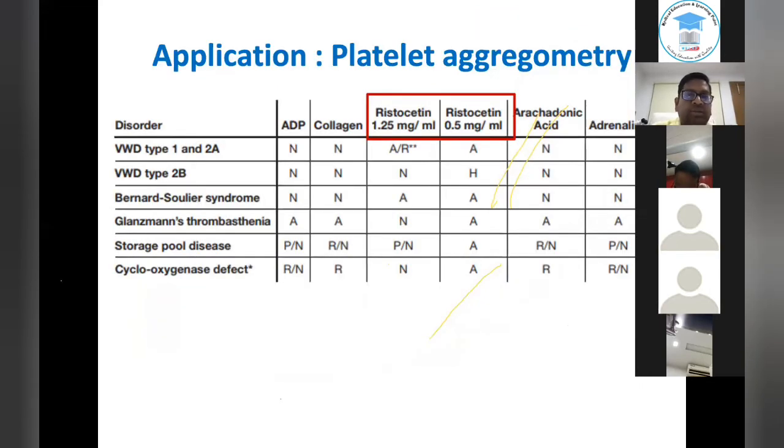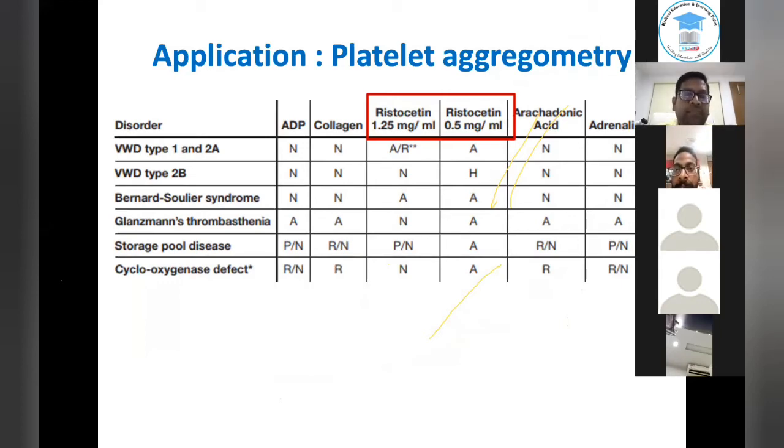So how do you then use platelet aggregation studies? A basic rule: if aggregation is seen to all the agonists like ADP, collagen, epinephrine, arachidonic acid, and ristocetin, then you are dealing with no platelet functional disorder except for your secretory defects.